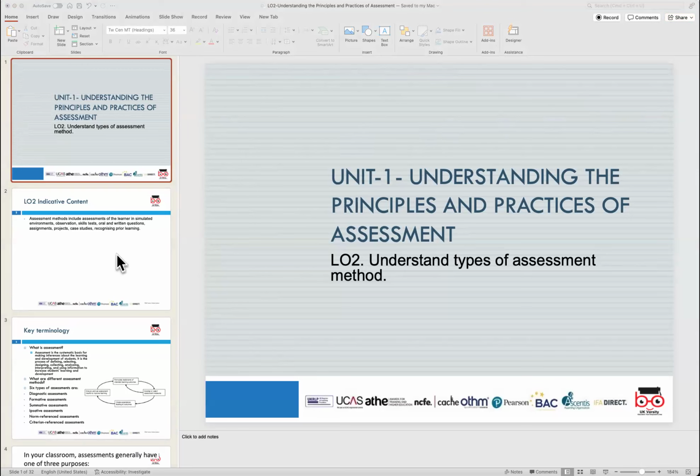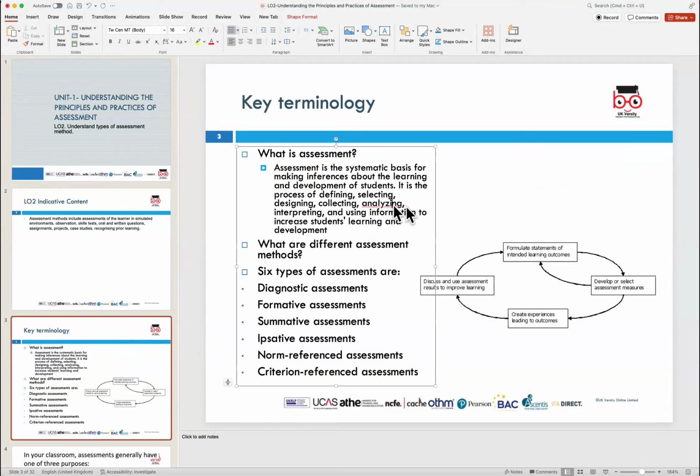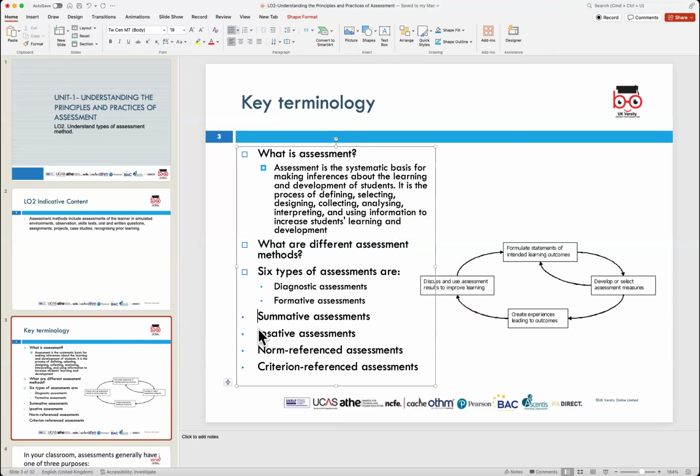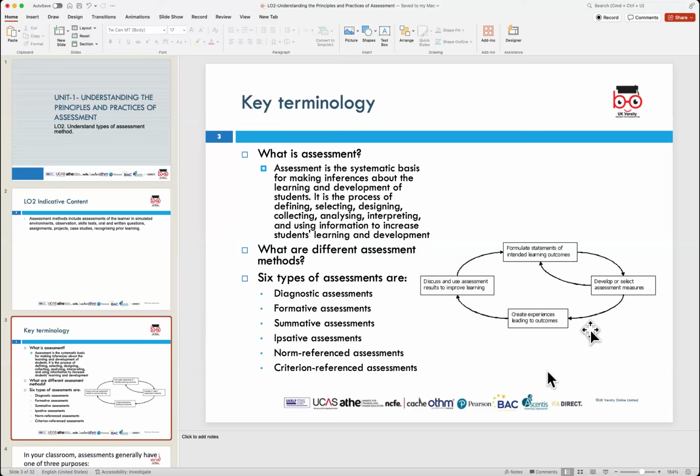In today's learning outcome, understanding different types of assessment methods, we'll be looking at a number of different types of assessments, about 7 or 8 of them, which are commonly used, as I mentioned. But let's start off with some key terminology: what are assessments, and why are they important from the point of view of teaching and learning.